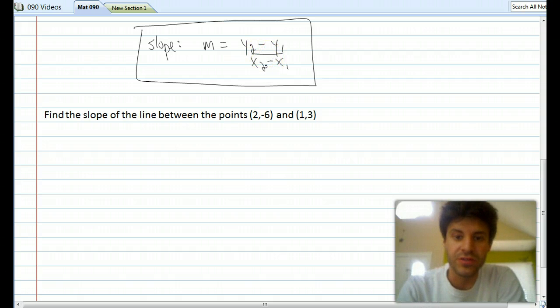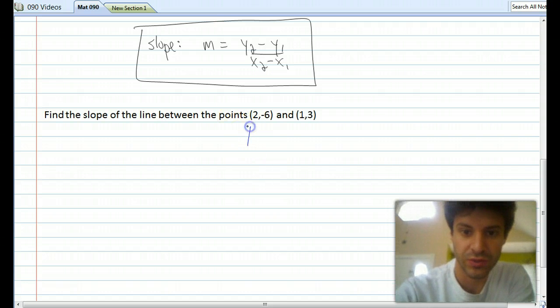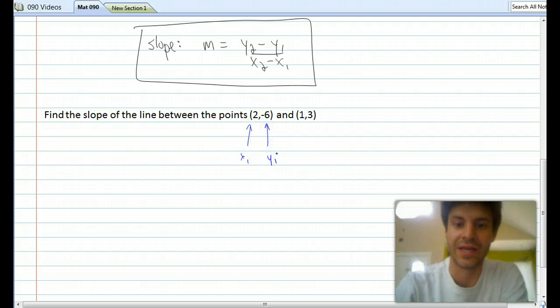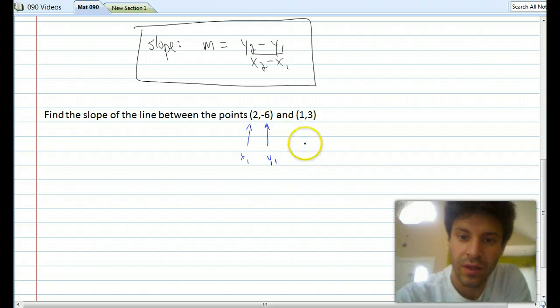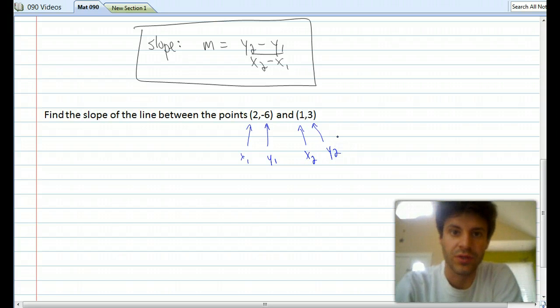So what we want to do first is label x1, y1, x2, and y2. So I'm going to choose that this point here is point 1. So that makes that x1 and y1. And this point here is going to be x2 and y2. Now you could reverse point 1 and point 2, and your numbers should come out in the end the same as mine.